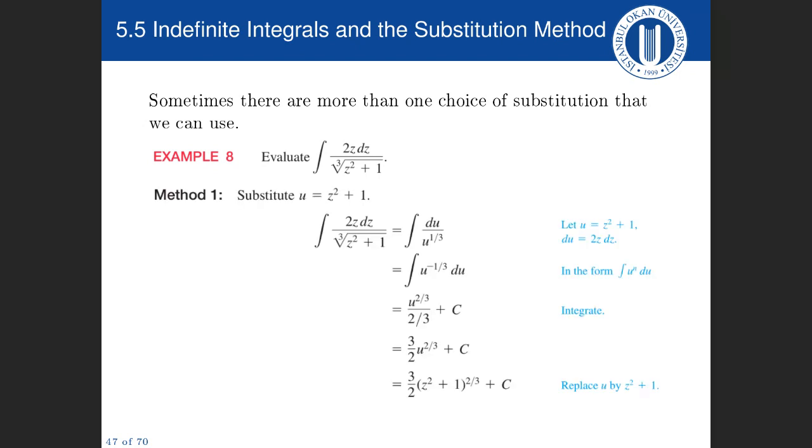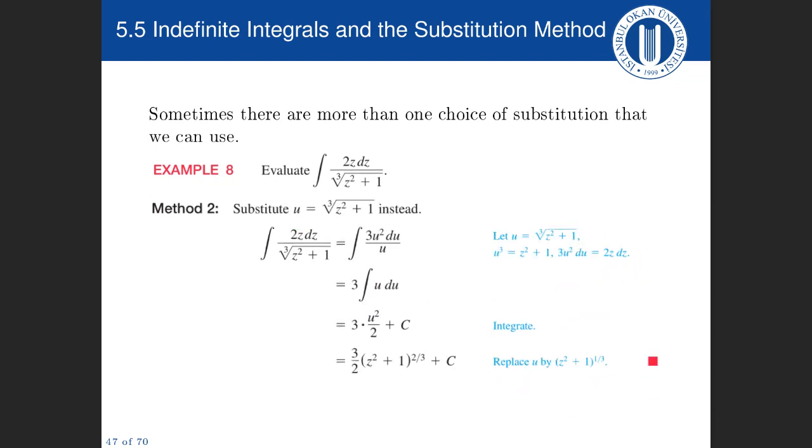Method 1, again taken from your textbook, do the substitution u is equal to z squared plus 1. So then du is 2z dz, and this simplifies to the integral of u to the power minus a third du. We know how to do that. We end up with our final answer. You can check the details.